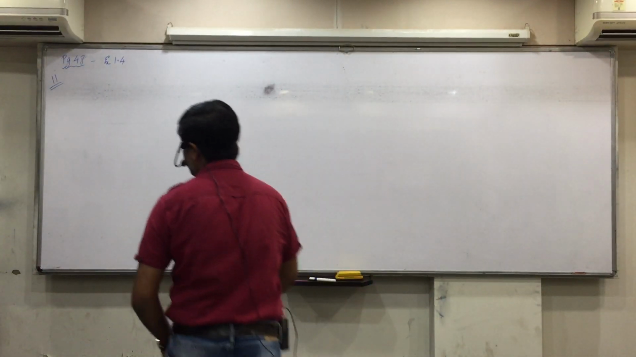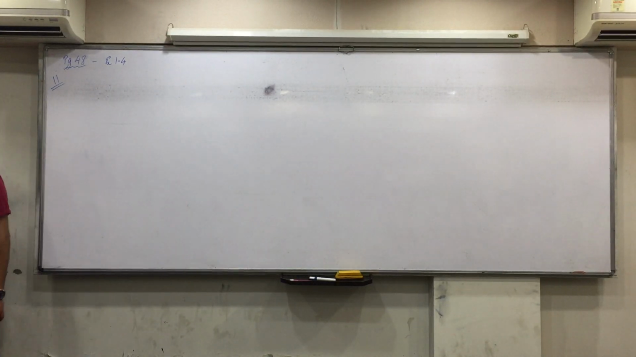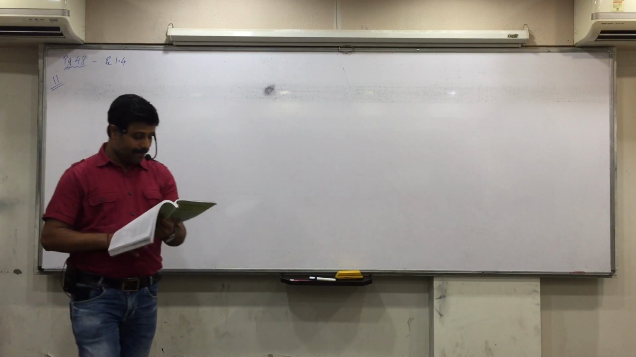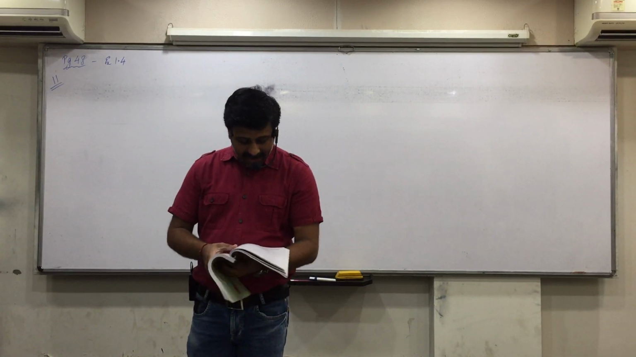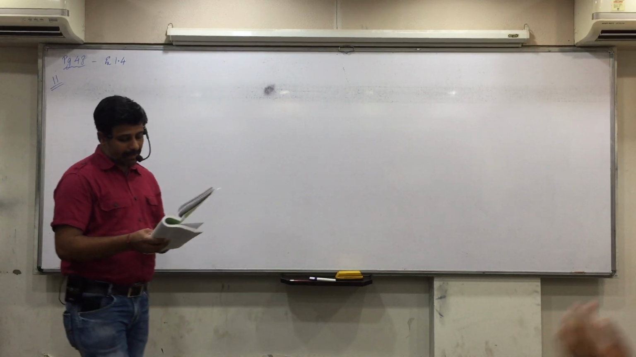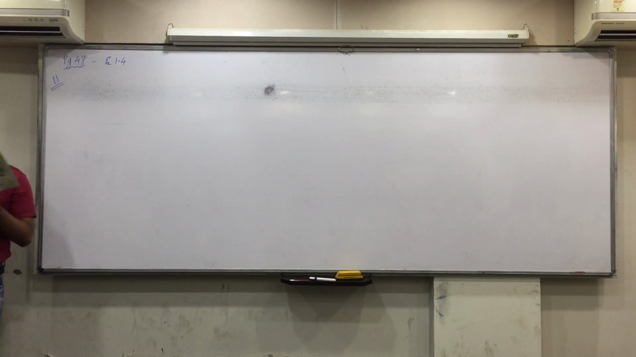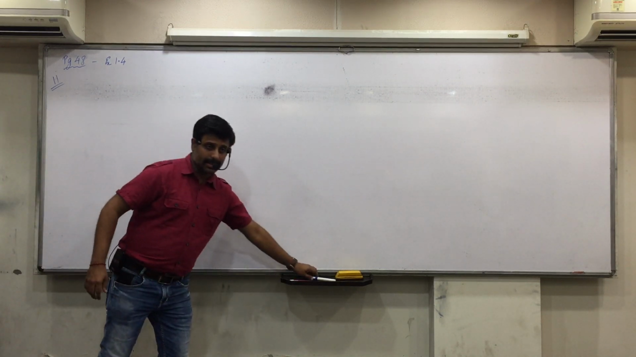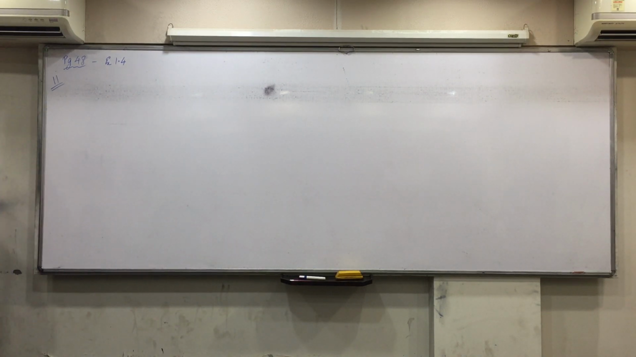Be attentive. Look at question 11 of exercise 1.4 on page 48. If two balanced dice are thrown, then find the probability that... Now two dice are thrown, so we'll make the outcomes. How many outcomes? 36 outcomes. Let us do that first.